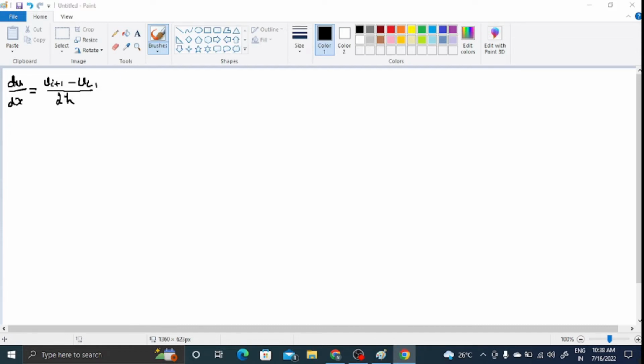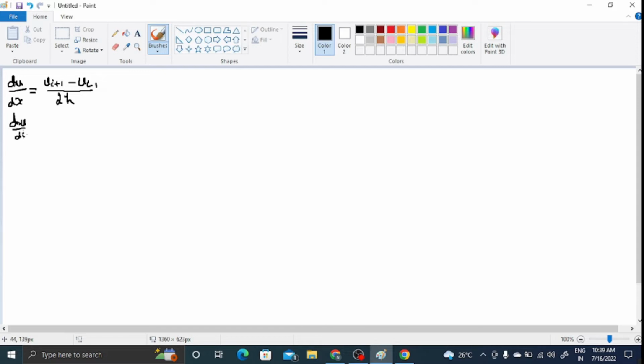Last class we discussed that du by dx is equal to u I plus 1 minus u I minus 1 divided by 2h. This is a standard difference approximation of du by dx, where h is the period of x, the independent variable, and I is used to indicate the points of x. I means the current point of x, I plus 1 means the next point of x, and I minus 1 means the previous point of x.